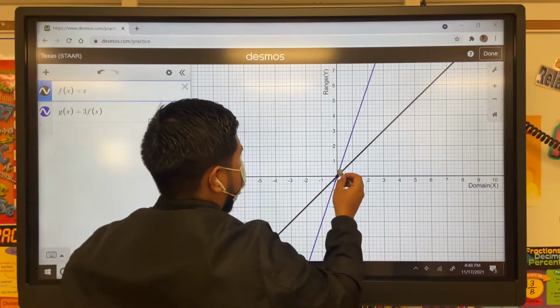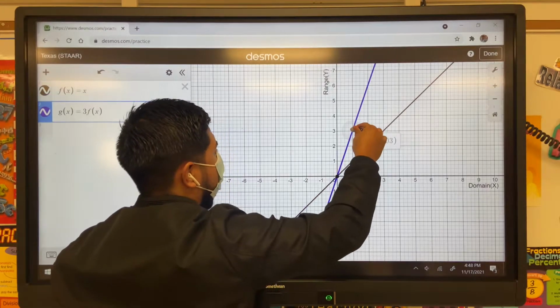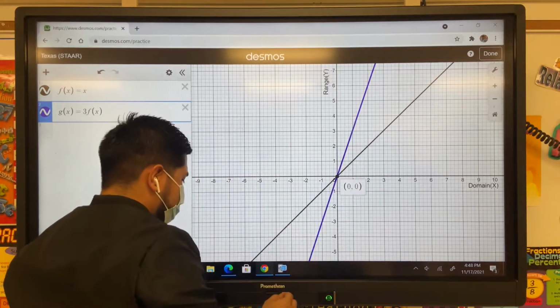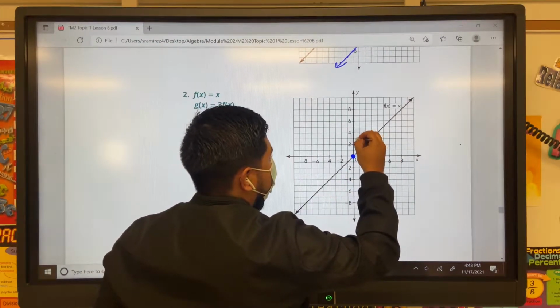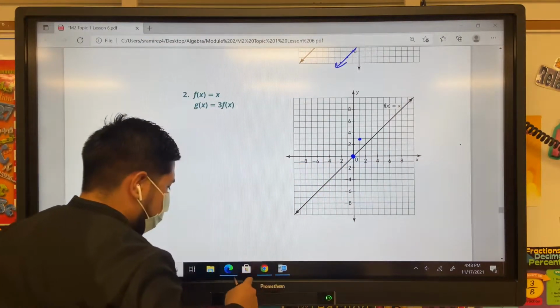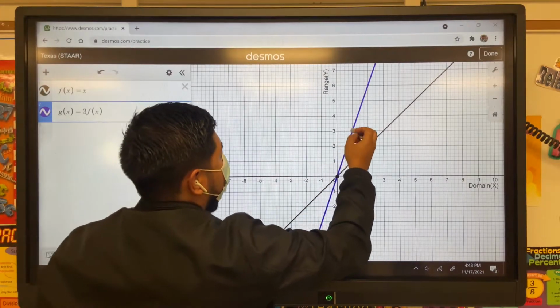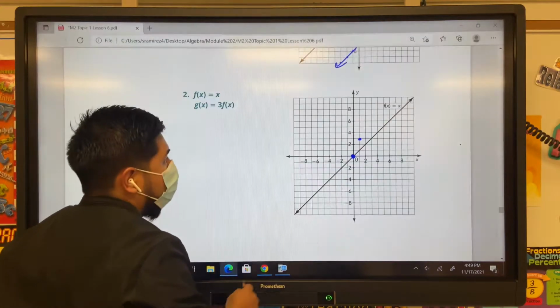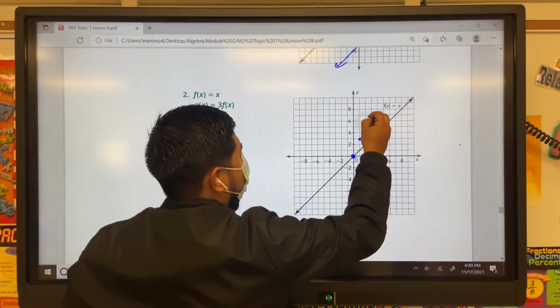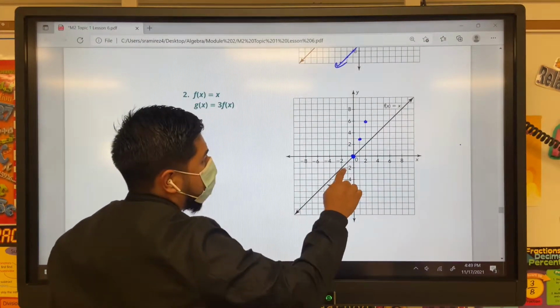Next point. Boom, right there. Missed it a little bit. 1, 3. 1, 3. Keep going. 2, 6. Right there. And we should be able to see this pattern.